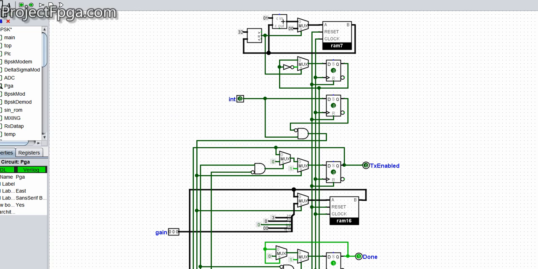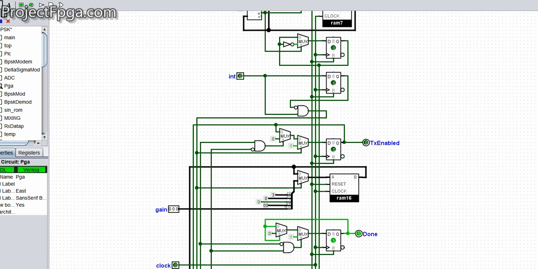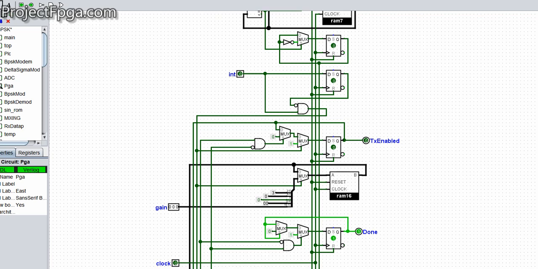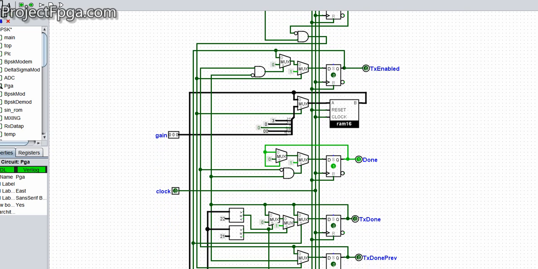I don't know, I've messed up this video. I don't know where exactly I stopped. Oh god, I've messed it up actually. Let me start from this TX enabled again.